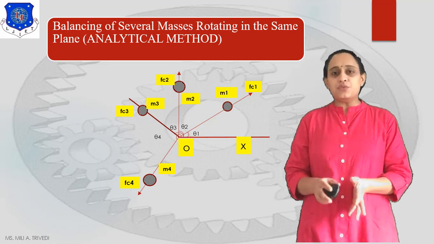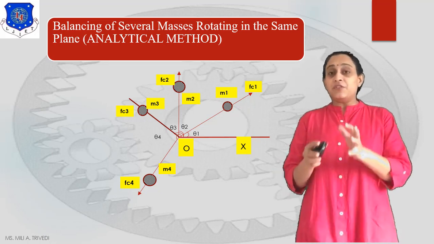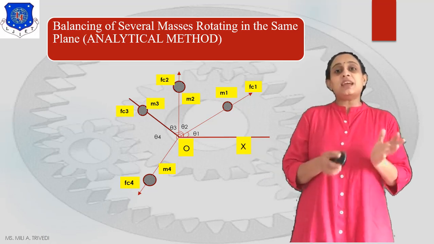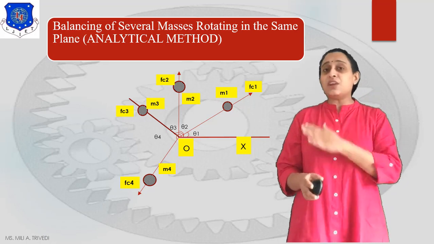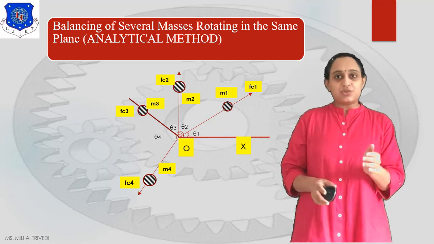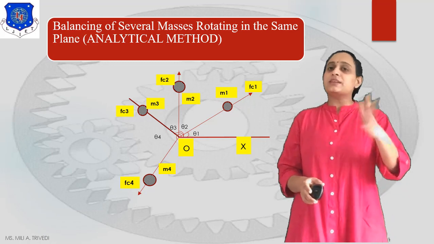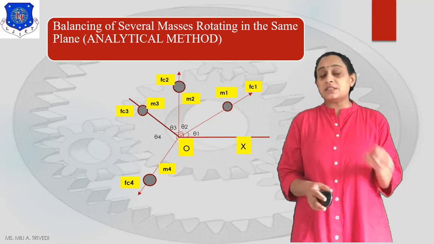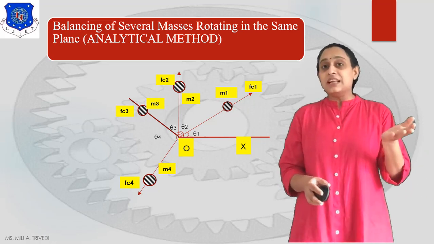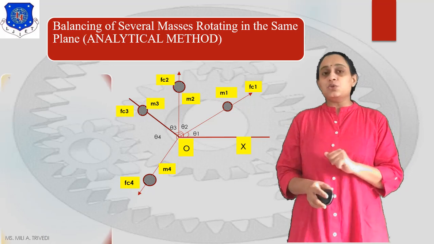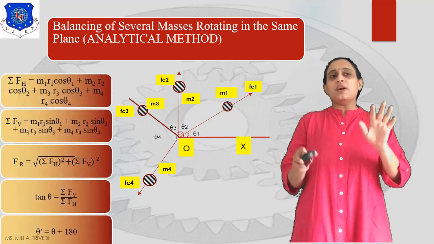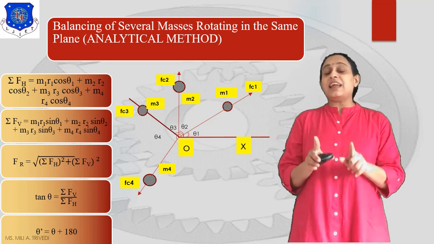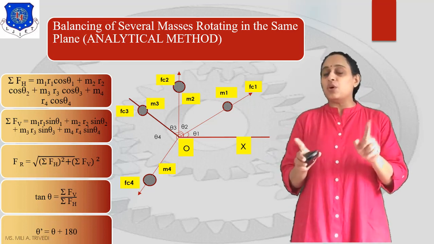Now as we all know, centrifugal force is m omega square r. If it is m1 r1, we can say m1 omega square r1. If it is m2, we can say m2 omega square r2. And it is equal for m3 and m4, like m3 omega square r3, m4 omega square r4. The graphical method of this theory we have already discussed in our previous lectures. So here, let us assume the analytical method for this. Now as we all know, each and every mass has 2 different components.